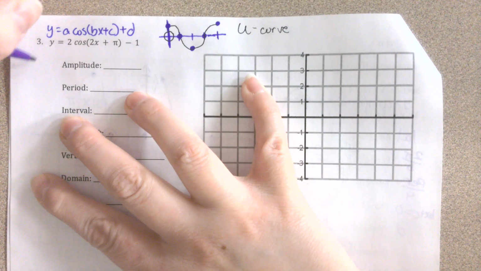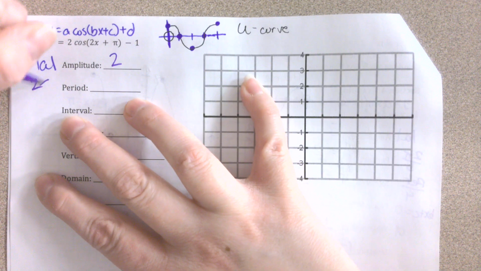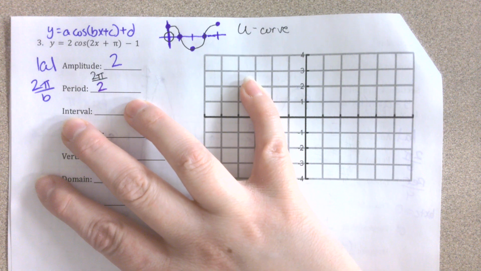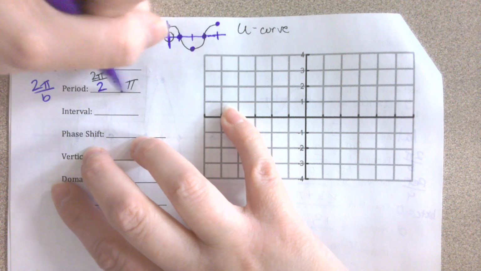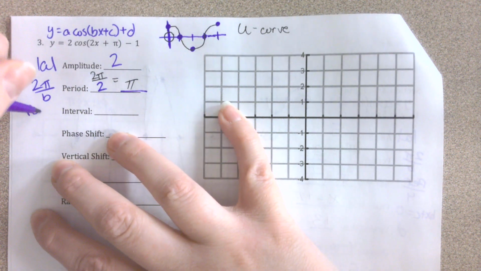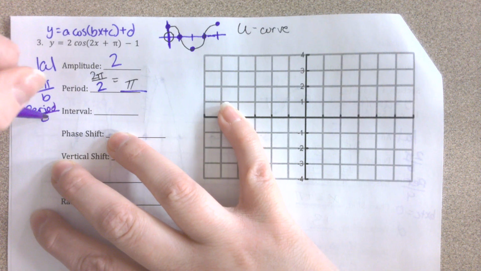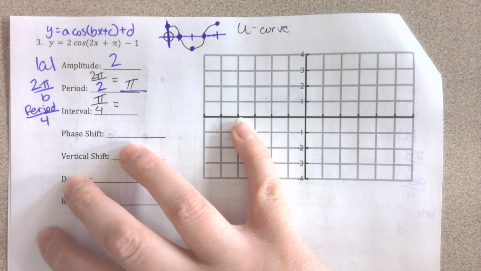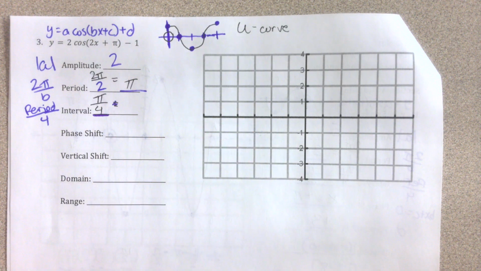Amplitude, absolute value of a. A here is already positive, it's 2. Period, 2 pi over b. 2 pi over b here is 2 pi over 2. Reducing this, we get pi. Interval is period over 4, so that's pi over 4. And that's all there is to do there. Can't reduce that, so it's just pi over 4.